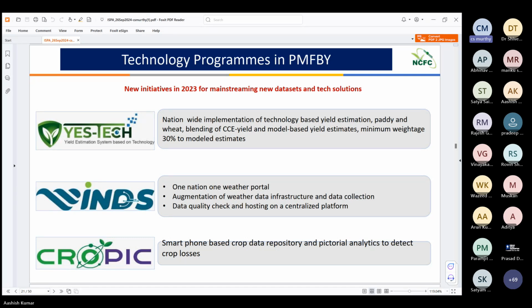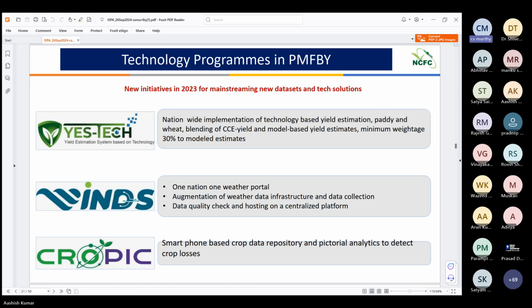Similarly, WINDS is another important technology intervention by the Ministry of Agriculture with the support of other ministries. It is the augmentation of the existing weather data infrastructure and data collection system, ensuring standardization in weather data sets and bringing the dense network and standardized data sets to one portal called the One Nation, One Weather Portal. WINDS is now in implementation and in progress. Hopefully after one and a half years or so, we can achieve the full dense network. Once it is done, we will have access to a huge amount of weather data sets, which are very important inputs in various models of crop risk management or crop assessment, including farmer advisories.